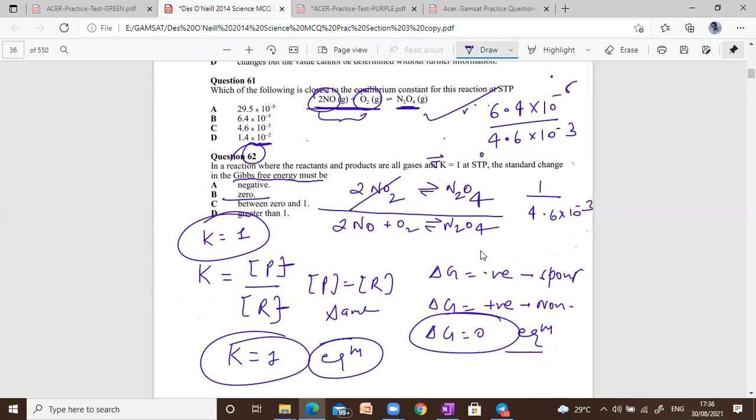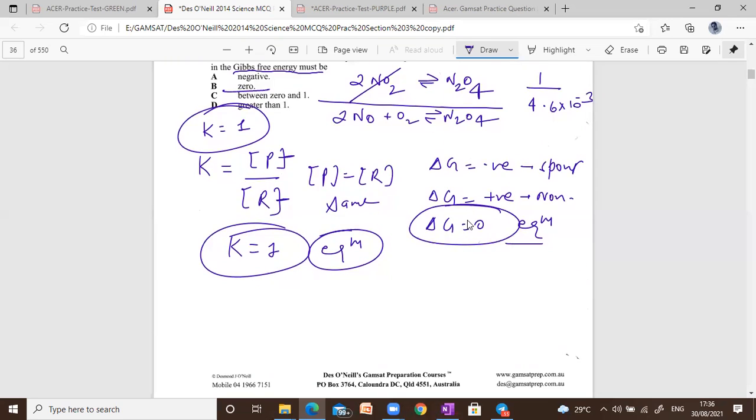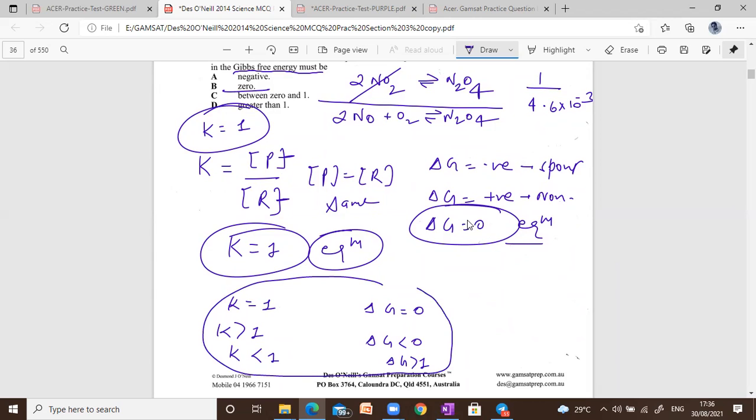Any doubt? You can write this line as a note point, so it makes sense to you. Whenever K is equal to 1, your delta G will be 0. Whenever K is greater than 1, your delta G is less than 0. And whenever K is less than 1, your delta G is greater than 0. Please write down. Yes, equilibrium will not change. Delta G will explain the spontaneity of a reaction.